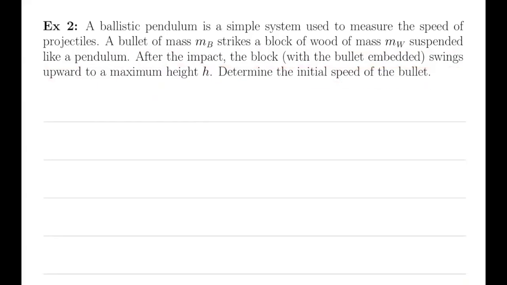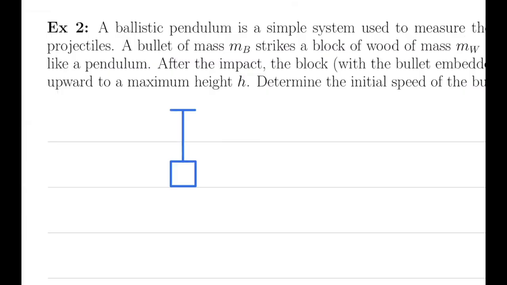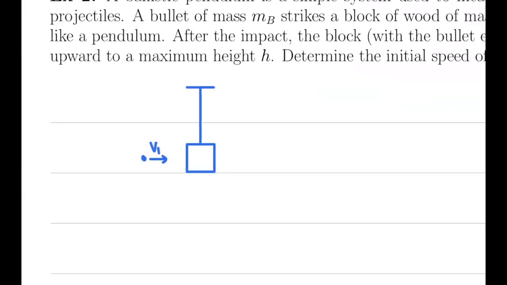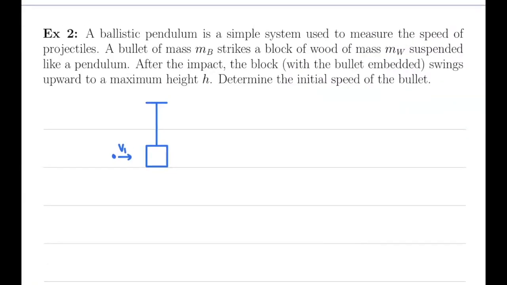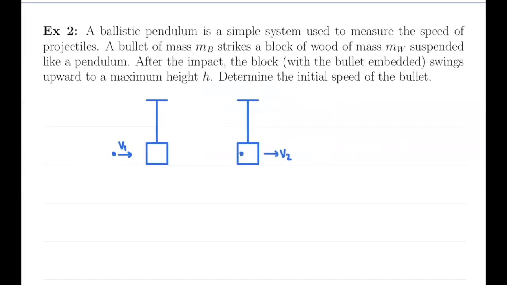Okay, so let's draw a picture. All right, so this is the pendulum, and we have a bullet going towards it at some unknown initial speed, v1. And then the bullet hits the block and it gets embedded in the block. So that's going to look like this. So let's say that's the bullet. And now let's say that the block-bullet system is moving at a speed v2. And lastly, it swings upward to a maximum height h. So that looks like this.